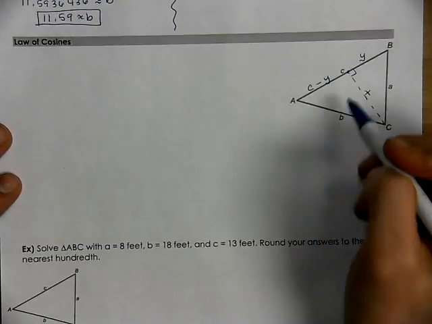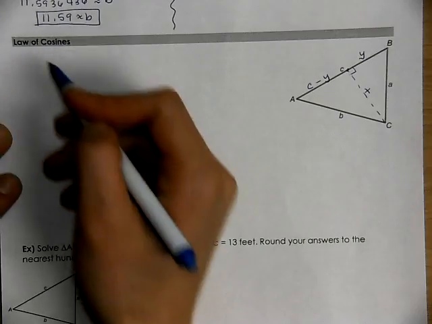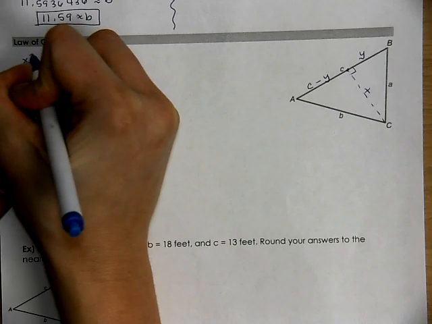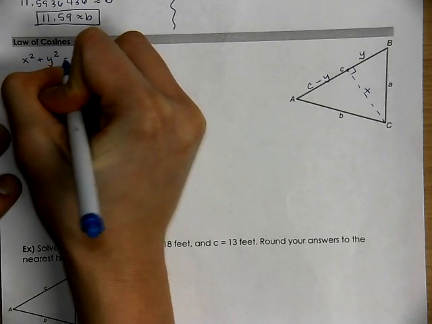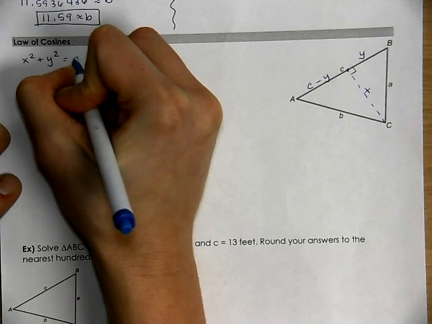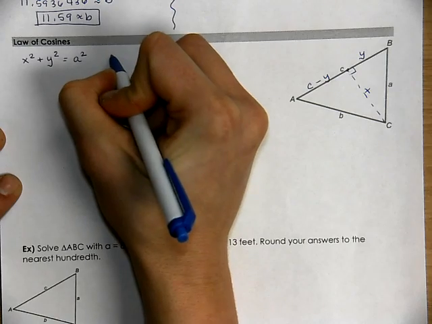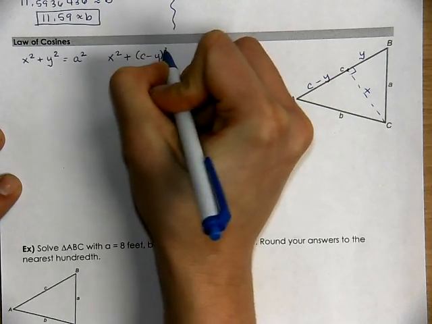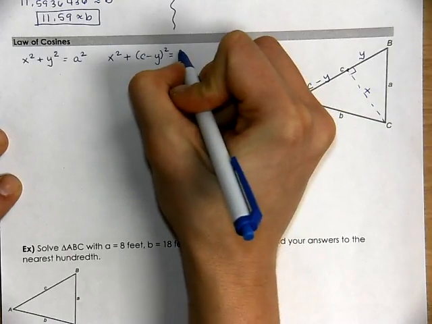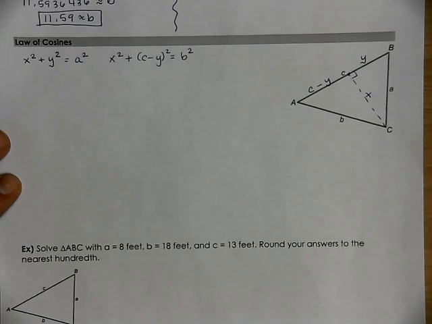So from here, I now have two right triangles. I'm going to use the Pythagorean theorem to set up two equations. So we have x squared plus y squared will equal a squared. And I have that x squared plus (c minus y) squared is equal to b squared. Just the Pythagorean theorem that we've used before.